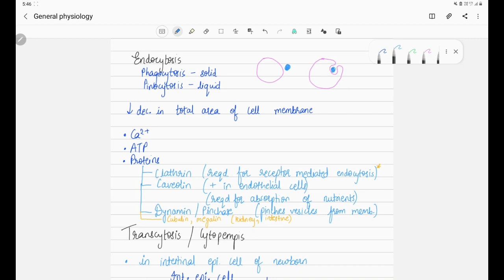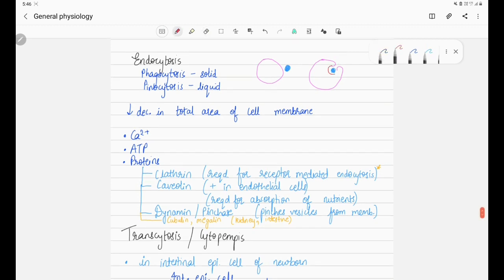Okay. And now what will happen? This has to be broken down. So there's this broken down part. Let me draw it in different colors so that it will be better for your understanding. I'll draw it with red color. And here, if you see, this is how I've drawn, and this will lead to the formation of a vesicle inside the cell, which is endocytosed right now. So if you see, there is a decrease in the total area of the cell membrane.